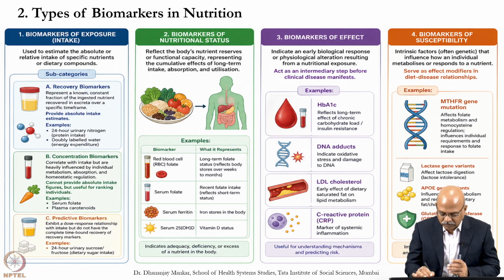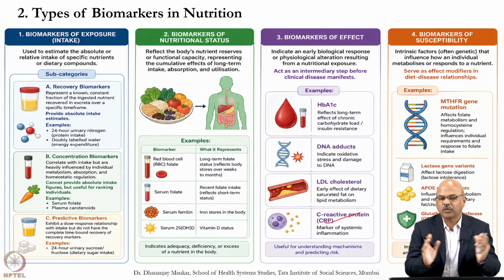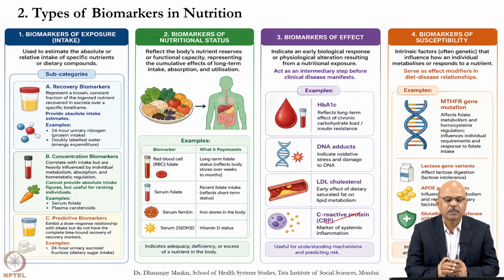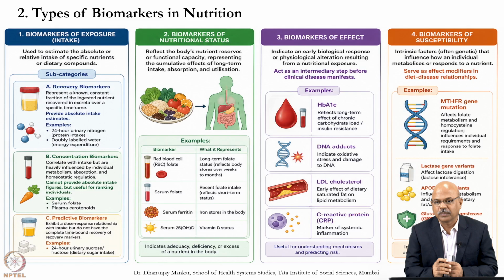CRP is a marker of systemic inflammation occurring in the body, an indication of some sort of inflammation over a longer period. These are useful for understanding the mechanism and predicting the risk, and for taking ahead interventions related to this.